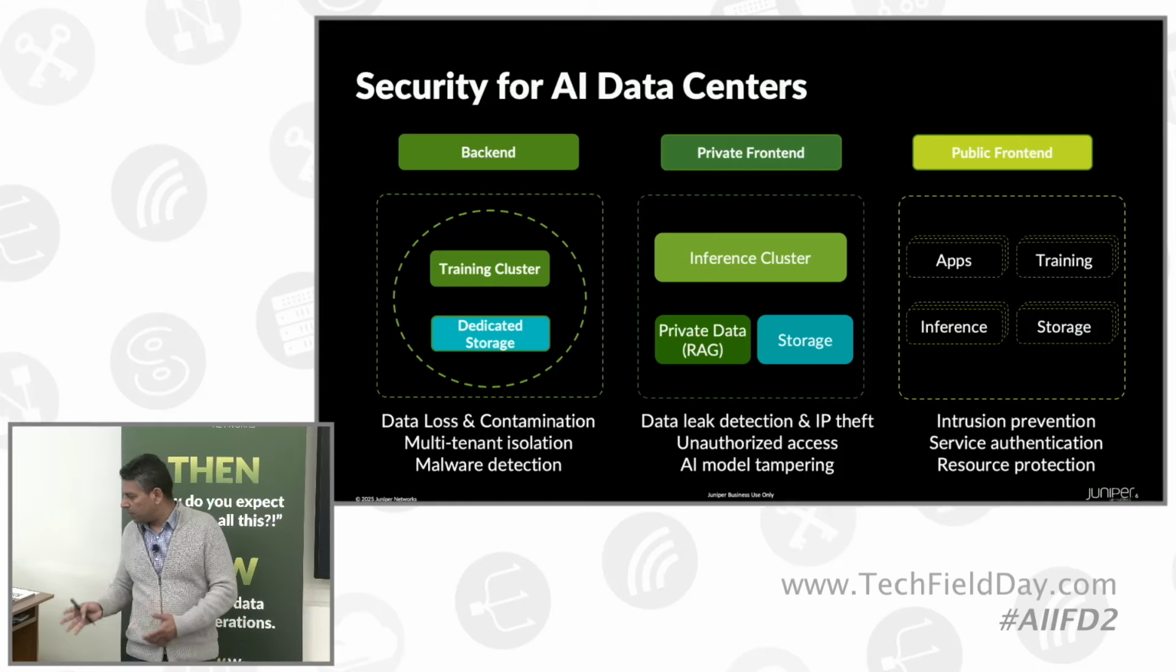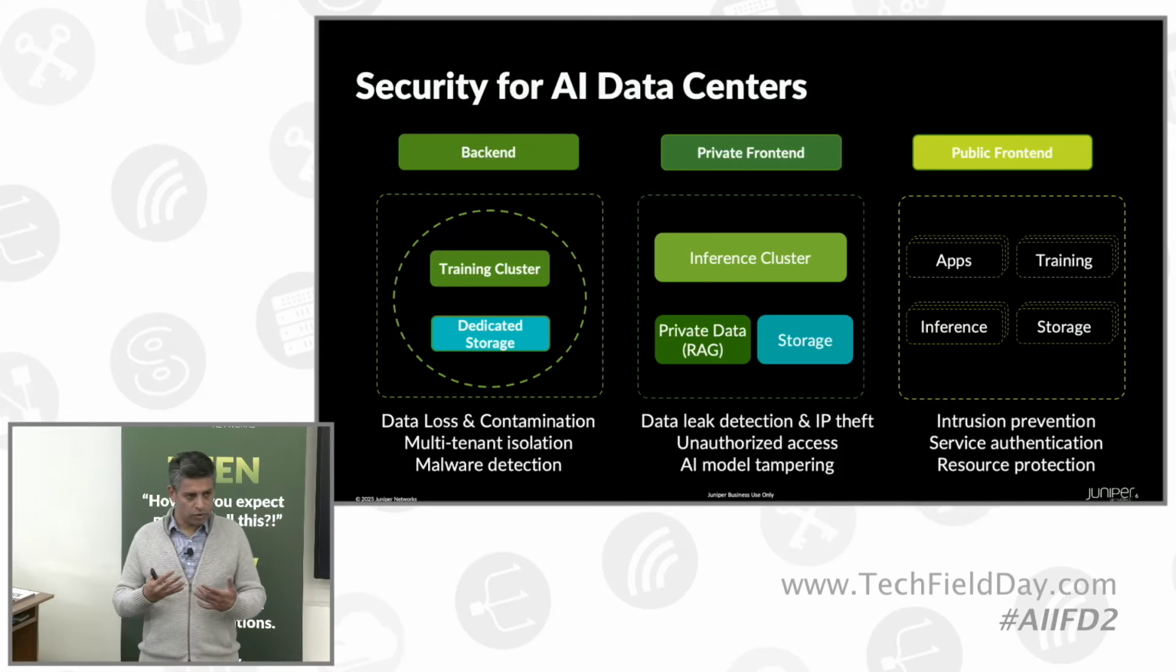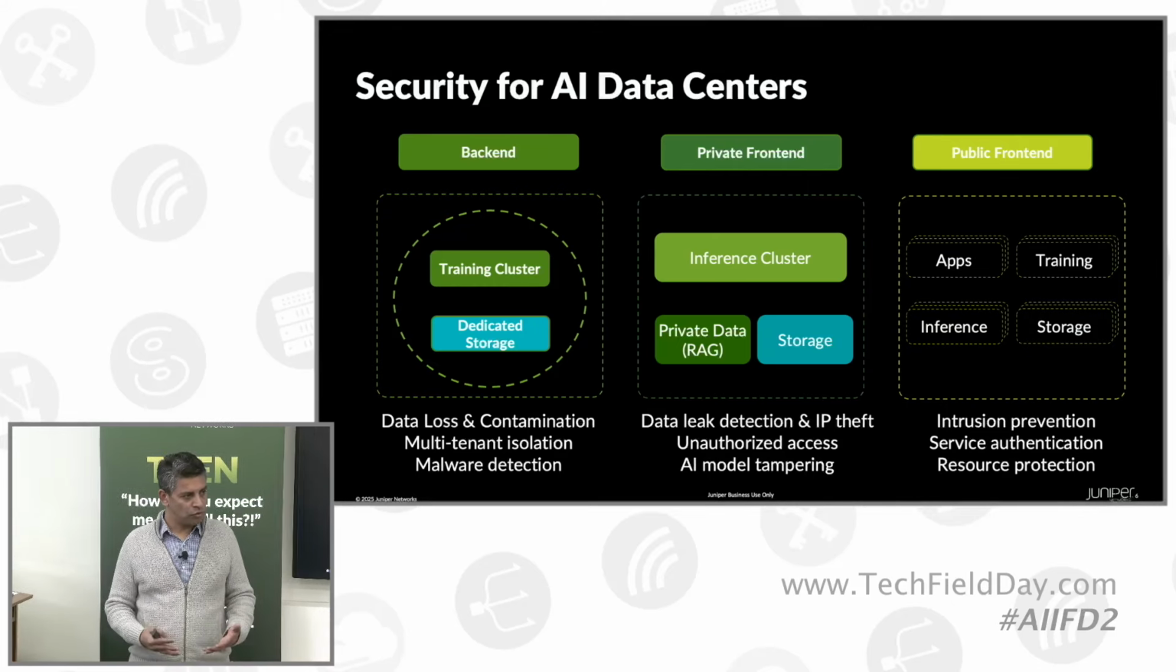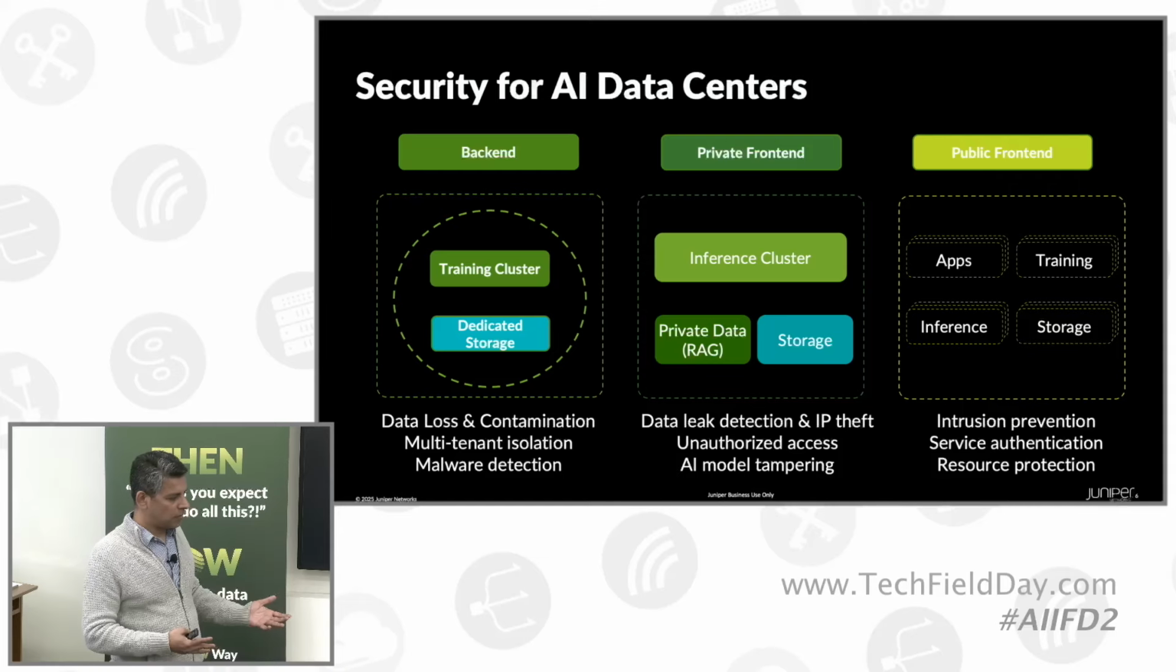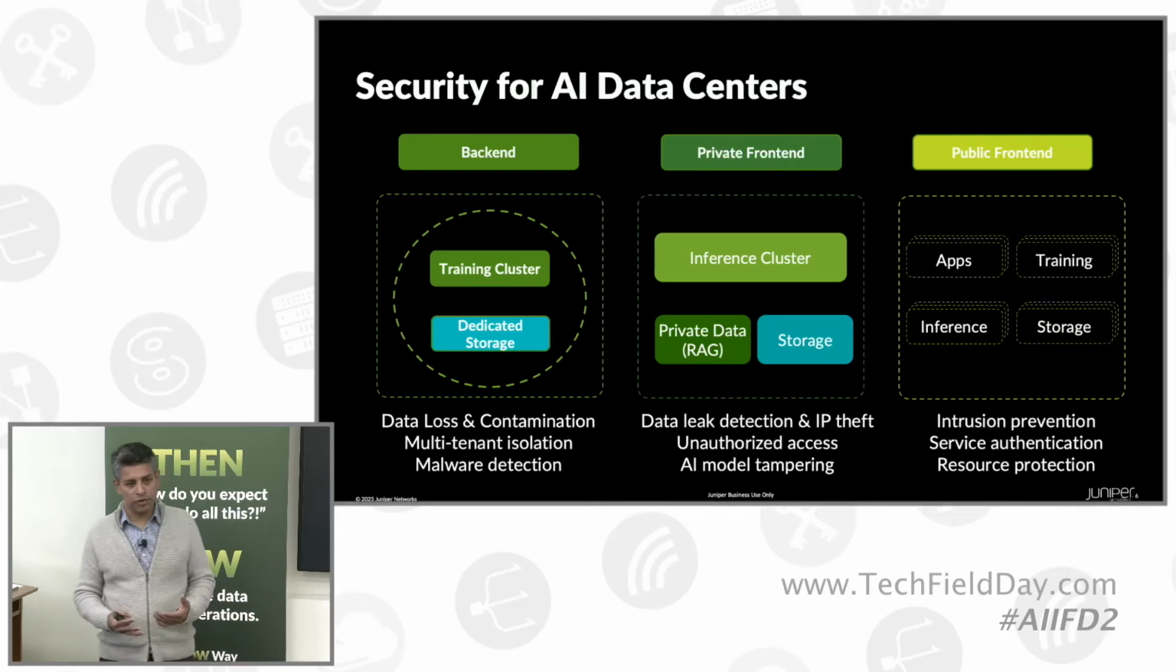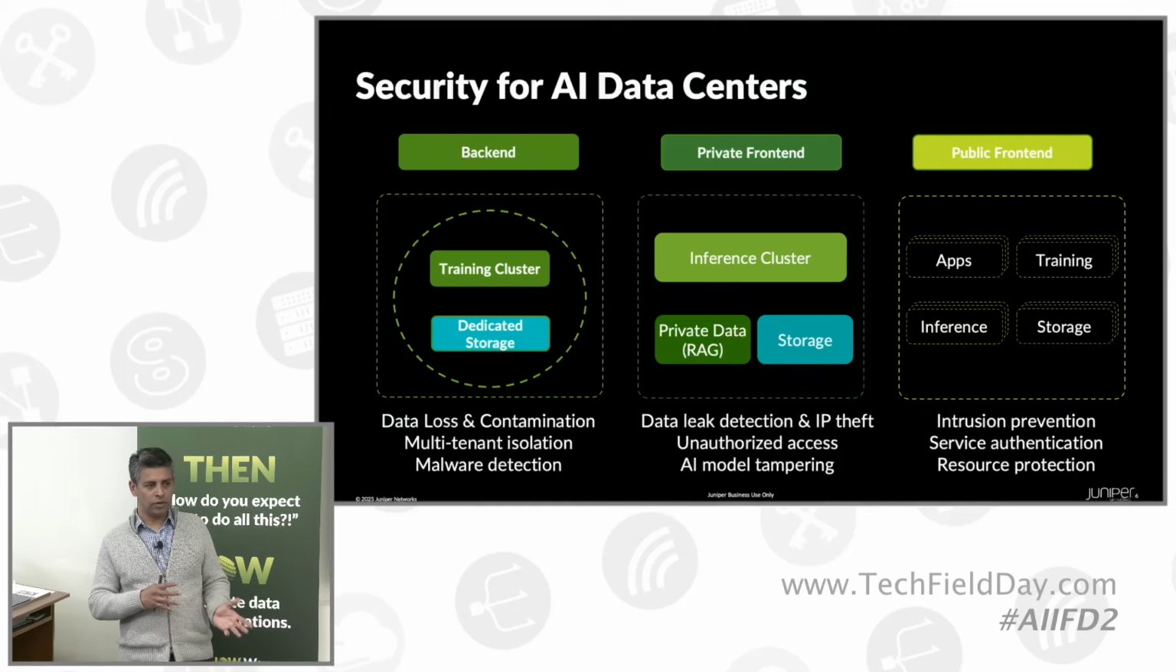And then finally, on the public front end, you want to allow the right kind of user authentication. You want to do intrusion prevention. You don't want somebody to come in and waste your resources. So these are the different use cases that we were looking at from a security standpoint for the different kinds of networks.